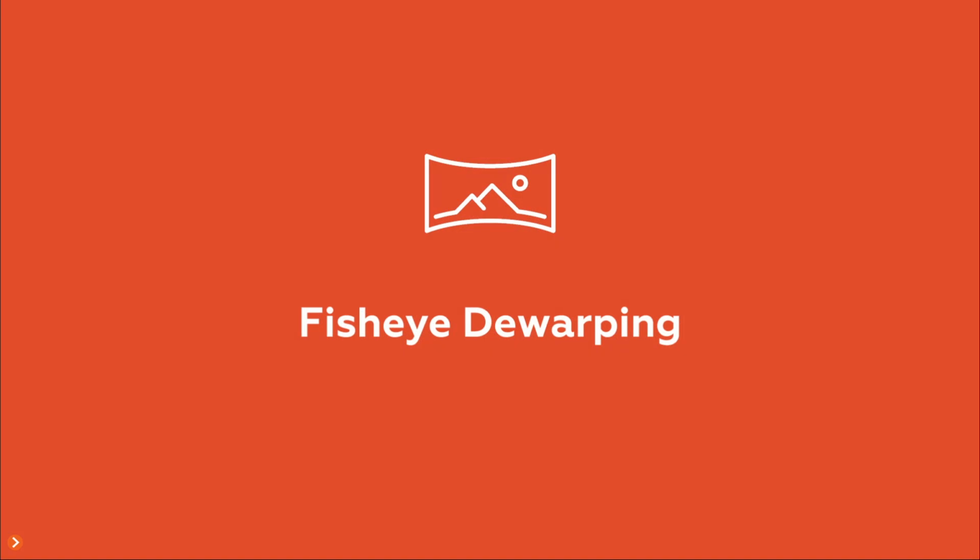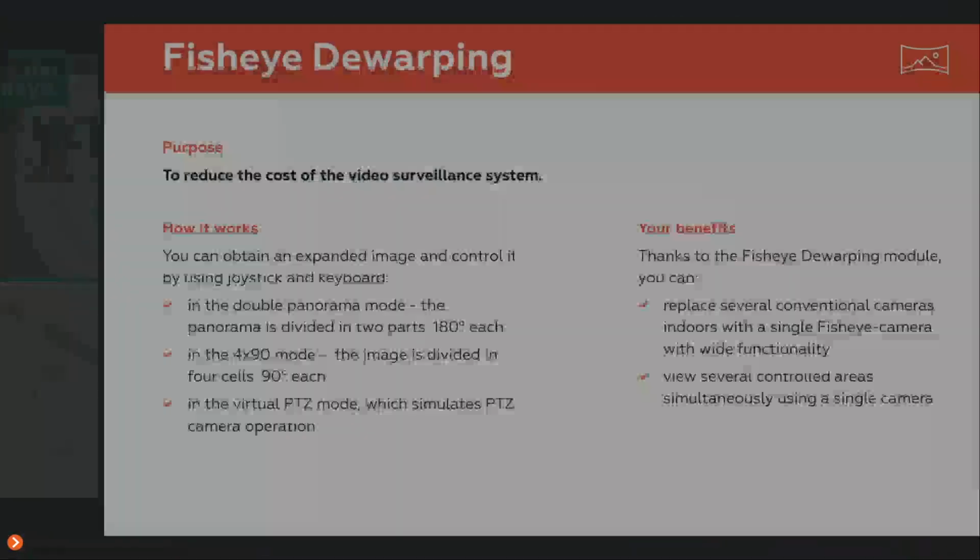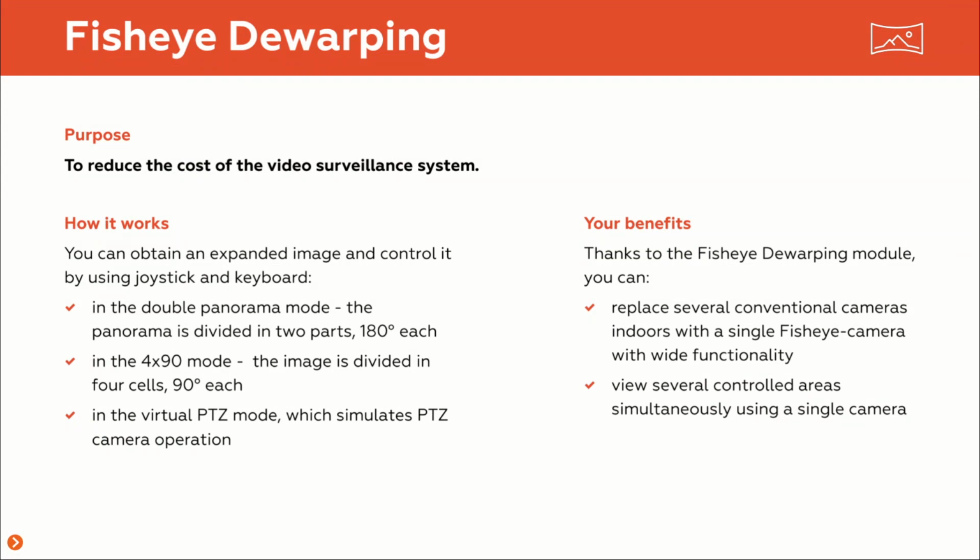Fisheye dewarping is another way to use one camera and cover many fields. These fisheye cameras will basically cover 360 degrees around it, and our module allows to create, for example, as you can see on the picture, from one camera you get 3 or 4 or as many actual views using only one camera. So it dewarps the fisheye picture, which allows you to save cost and use only one camera instead of 4, for example.